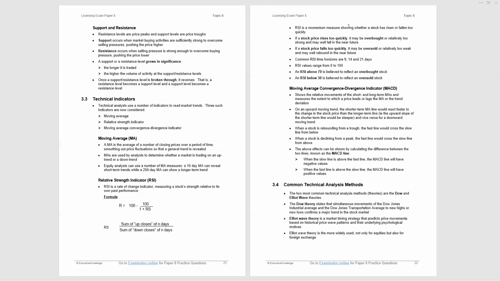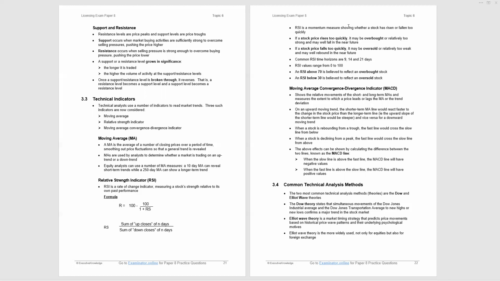As I said, top of page 22, it's a momentum measure showing whether a stock has risen or fallen too quickly. Now, these are the sorts of points that could come out in a question. If a stock price rises too quickly, it may be overbought or relatively too strong. In other words, we're expecting it to fall. And if a stock price falls too quickly, it may be oversold, and there we would expect it to rebound.